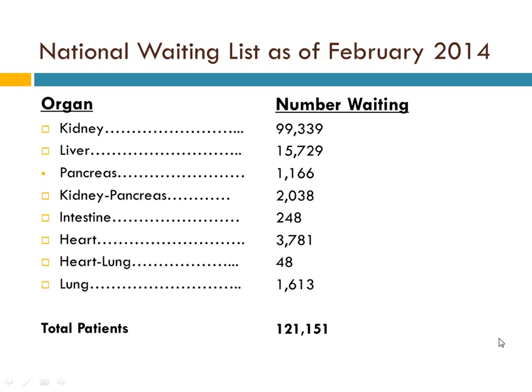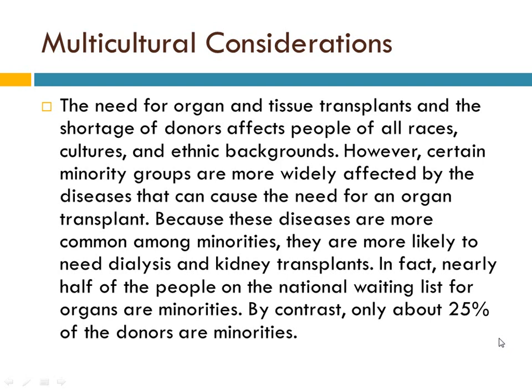One of the things that we consider is multicultural needs. Everyone has the same needs, regardless of race or ethnicity. But certain minority groups are more widely affected by diseases that cause the need for a transplant. As you probably learned in class, African Americans are more likely to have hypertension and diabetes, and they're a lot more likely to need a kidney transplant. Half of the people on the national waiting list are minorities, but about 25% of our donors are minorities, and that's nationwide. So what we do a lot is work with the minority communities to bring awareness and dispel myths about organ donation.